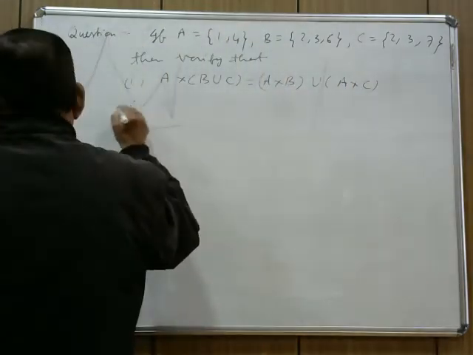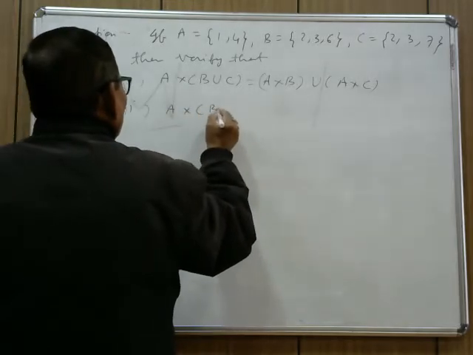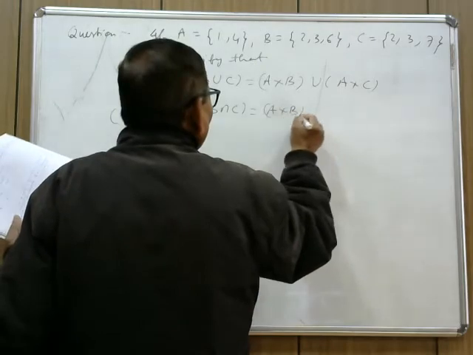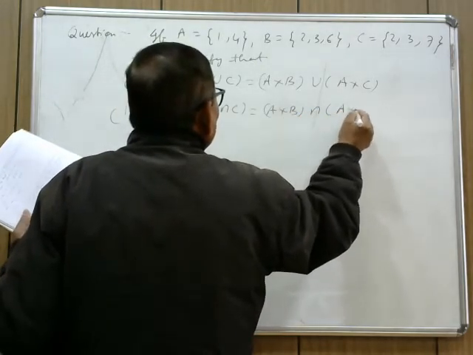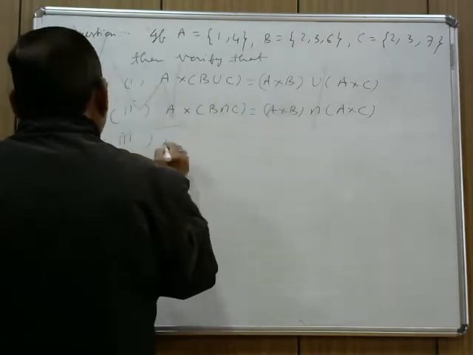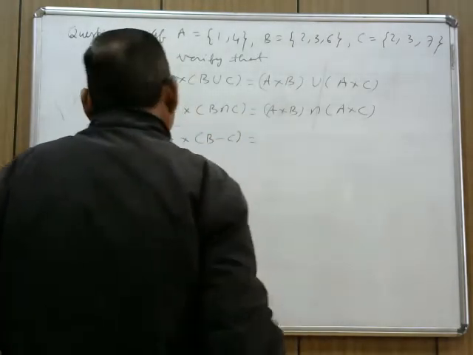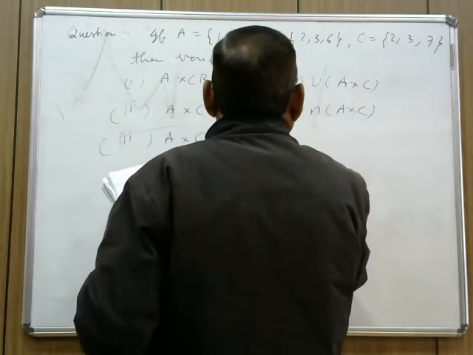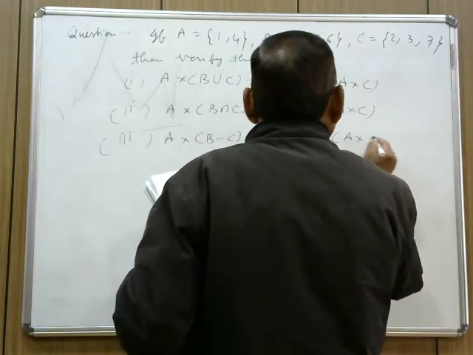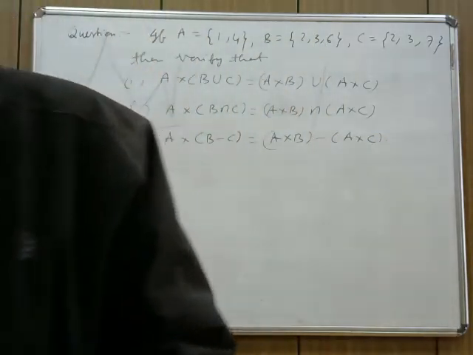Second, A cross (B intersection C) is equal to (A cross B) intersection (A cross C). Third, A cross (B minus C) is equal to (A cross B) minus (A cross C). You have to verify these three results. Now see its solution.